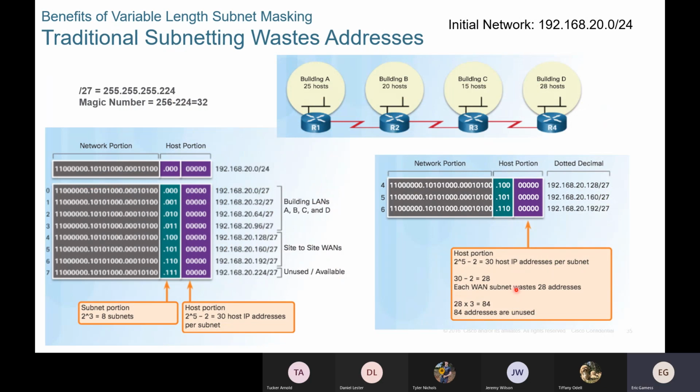Let's do a second exercise. Let's say the topology of a company is this one. As you can see, we have a LAN here in building A, and they require 25 valid IP addresses. We have another LAN here in building B with this requirement in valid IP addresses. Another LAN here in building C, and another LAN here in building D, with this requirement in building C and this requirement in building D.